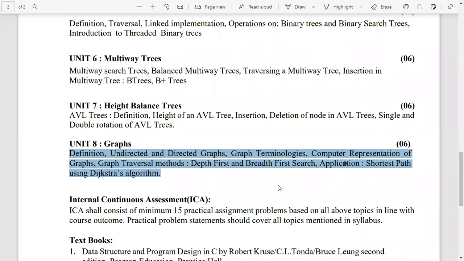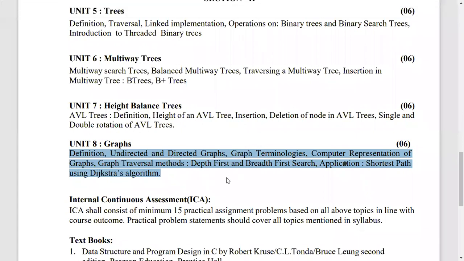Now the application, shortest path using Dijkstra's algorithm, means suppose you have one source and you want to go somewhere, right? Suppose you are located at Pandharpur, and you want to travel to Pune, right? Many paths are available to travel to Pune. So how many ways are there to reach Pune from Pandharpur?